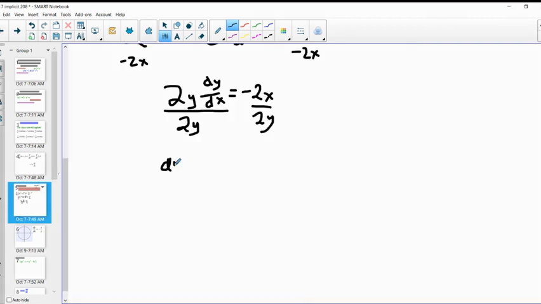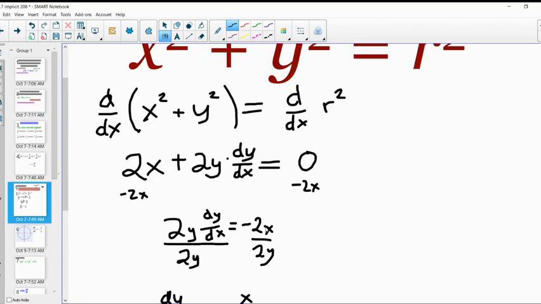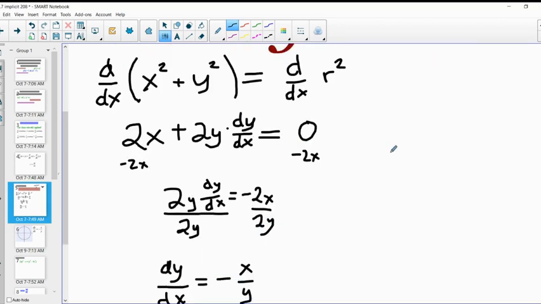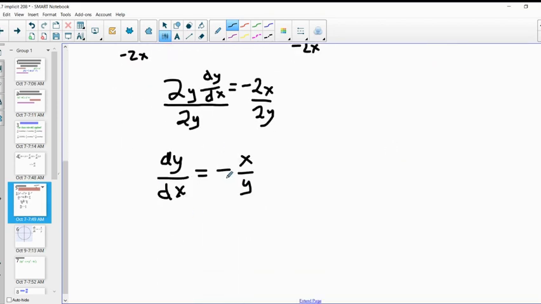Now I've got dy dx equals, well, negative 2x over 2y. I'm going to cancel out those 2's and say that this is negative x over y, which is kind of interesting. So on a circle centered at the origin, x squared plus y squared equals r squared is a circle with a center at 0, 0 at the origin with a radius of r. So apparently to find the slope of a tangent line anywhere on that circle, I can just take the opposite of the x coordinate divided by the y coordinate.